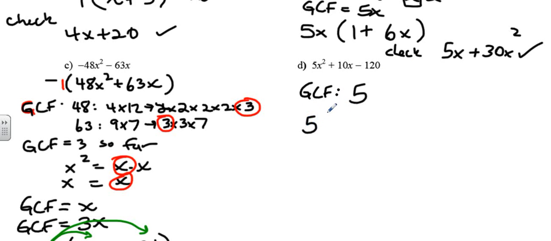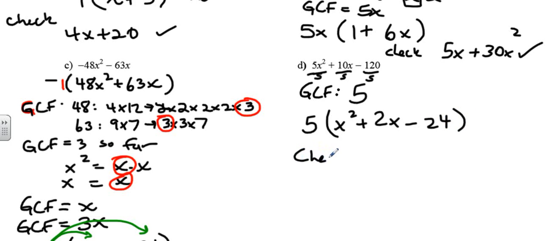I'm going to pull that GCF out then, put it in front, and if I divide this by 5, I'm left with x squared. Or I can think about 5 times x squared gives me 5x squared. If I divide this by 5, that's going to be plus 2x. And if I divide this by 5, that's going to give me 24. Minus 24, sorry.